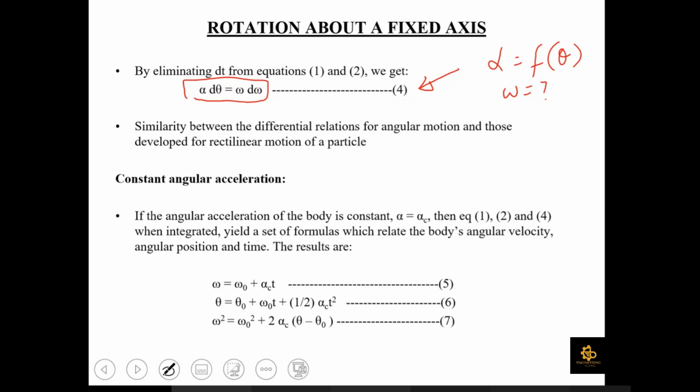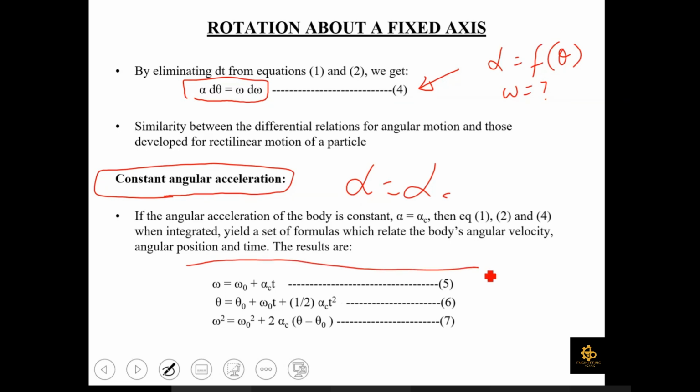Then in a similar fashion, just like the motion of a particle with constant linear acceleration, if that rigid body is moving with a constant angular acceleration, that is alpha equals alpha c, then we derived these three constant angular acceleration equations last time by putting the relevant boundary conditions for a rigid body which is in pure rotational motion.